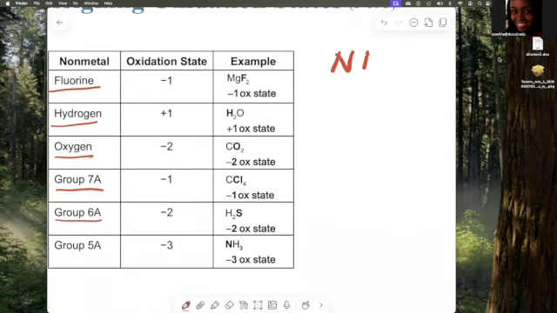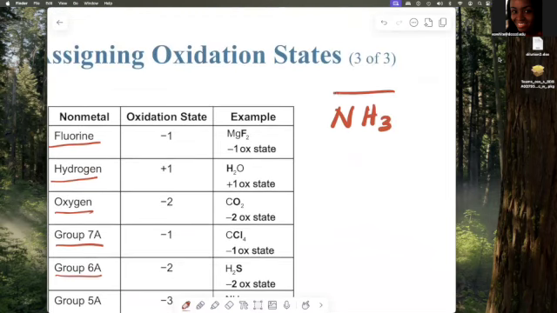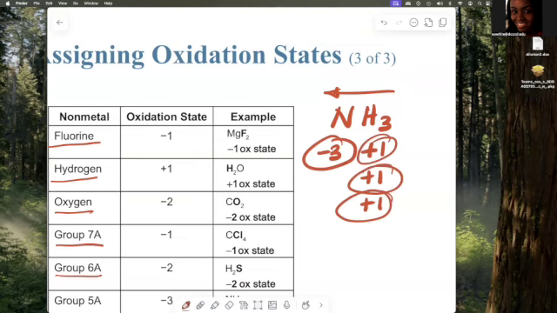Our last one is NH3. In NH3, you're assigning once again from right to left. Since you're assigning hydrogen first, each hydrogen is +1, +1, +1, right? Because there's 3 hydrogens. The hydrogen gets the oxidation number that normally matches its regular charge. So the nitrogen has to adapt, so it will be -3. Right?